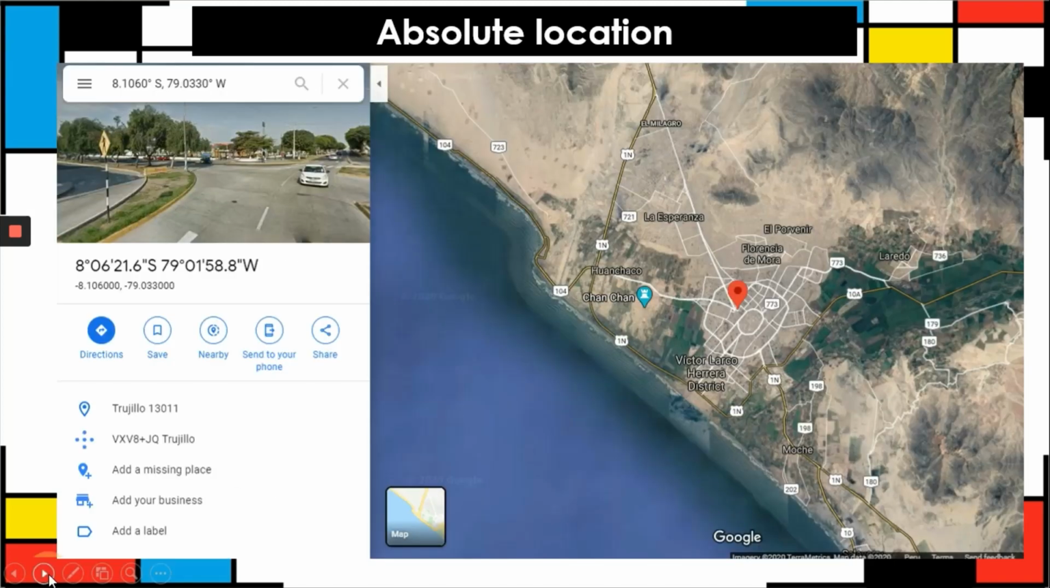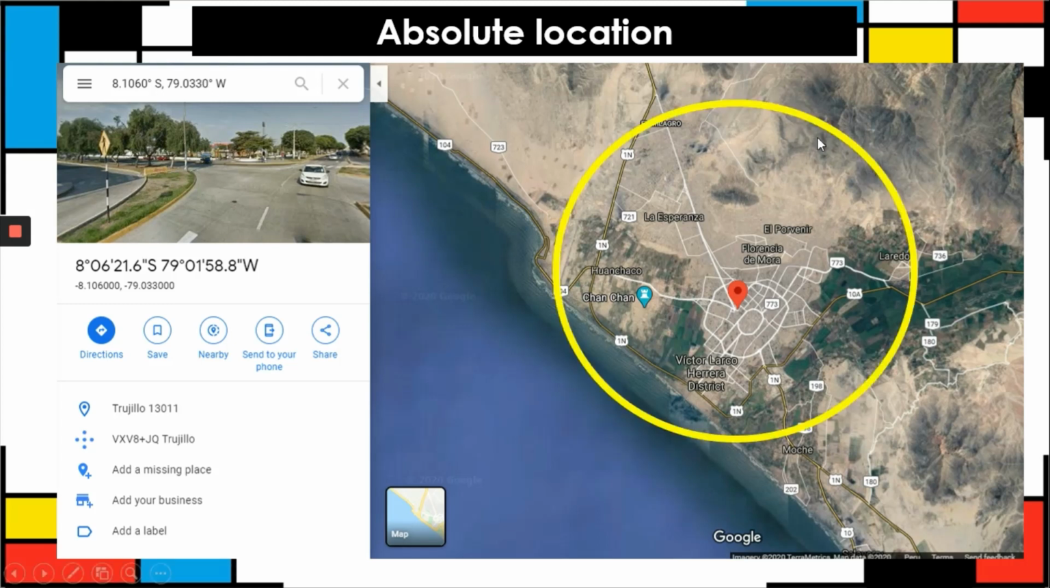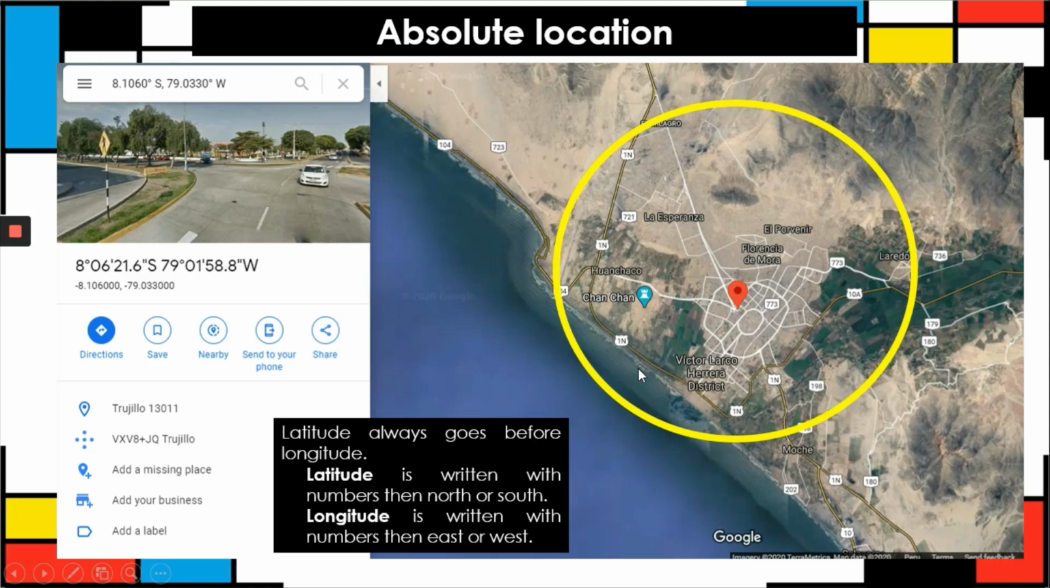Absolute location. Here's the absolute location of Trujillo. As you can see, here are the coordinates. Okay, latitude goes first and then longitude. And Google Maps will give you the exact location of Trujillo. This is all of Trujillo. Okay, it's much bigger. So, to keep in mind, remember, latitude always goes before longitude. Latitude is written with numbers, then north or south, and longitude is written with numbers, then east or west.